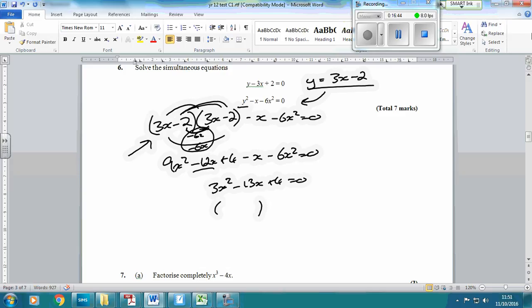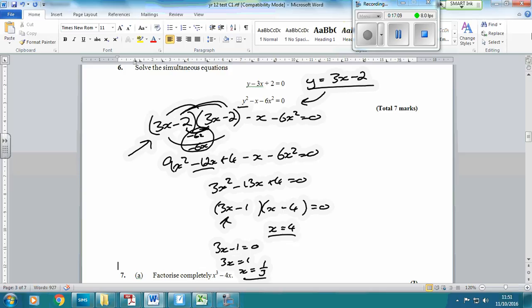I'm going to factorise that, hopefully, if it factorises. So 3x minus 1 and x minus 4. That leaves me x equals 4. And then for this bracket here, it looks a little bit more complicated. So 3x minus 1 equals 0. 3x equals 1. X equals 1/3. So that's that and that.